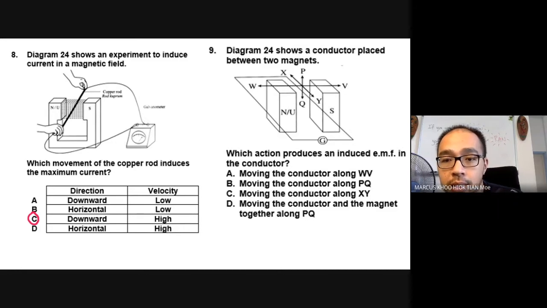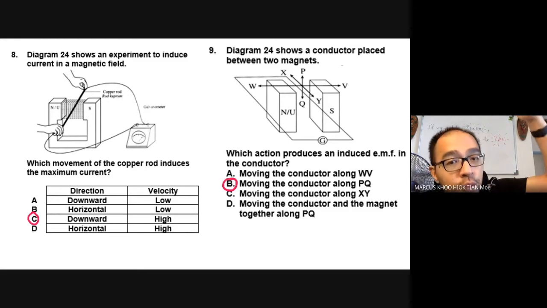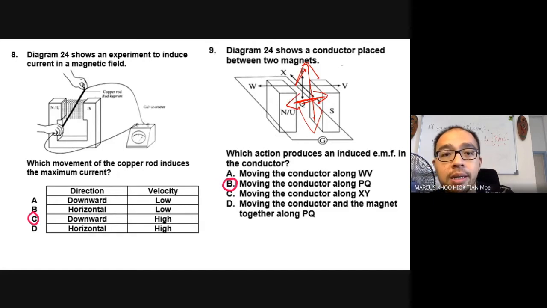So that's the best way to produce a maximum current. Number nine, Jacinta. B. Okay, very good. Same question as number eight. Move the conductor along PQ. It must cut the magnetic field lines in order to get induced EMF.